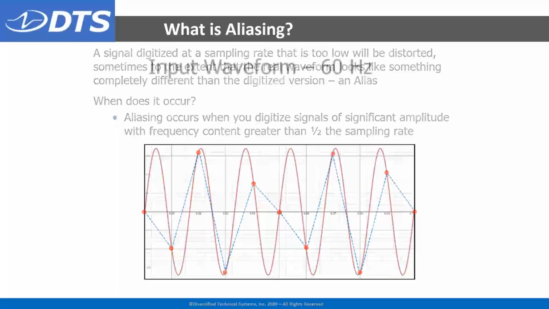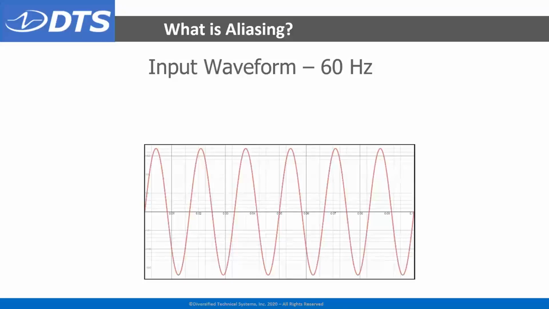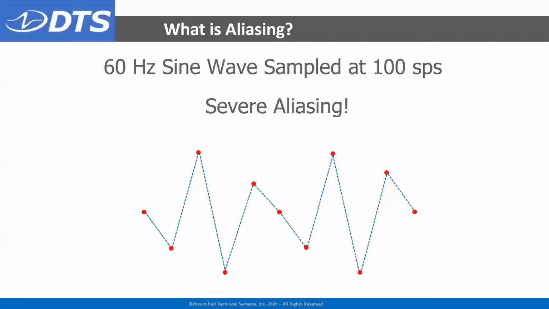If we take a look at it a little differently, we're going to input a waveform of 60 Hertz and then sample it at 100 times per second. What we see is a waveform that shows severe aliasing. The problem is, if you're not aware of the relationship between bandwidth, sampling, and filtering, you can see a signal that's severely aliased and you won't know it.